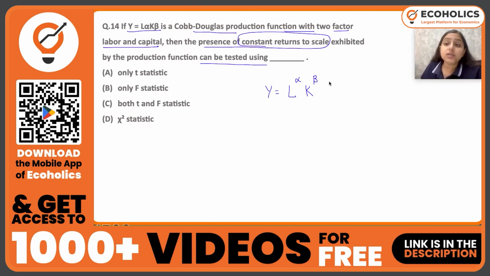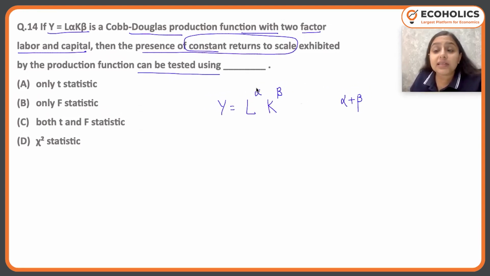Now, when does constant returns to scale happen? Constant returns to scale happen whenever alpha plus beta, the sum of these elasticity coefficients, is equal to 1. That is the case of CRS, constant returns to scale. Now, how do I test that alpha plus beta is 1?